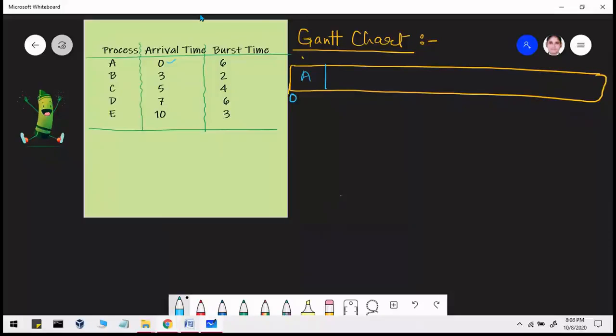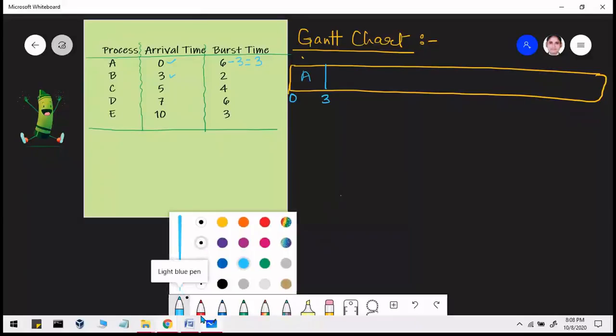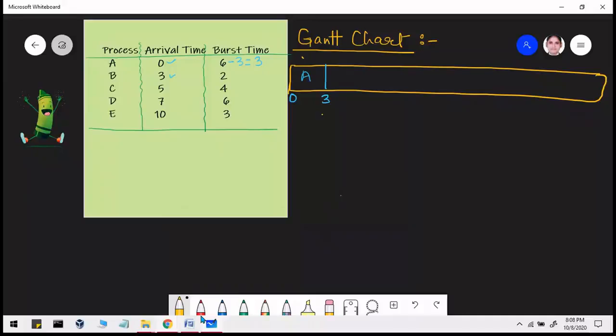Now A is in the CPU until the next process joins, and the next process will join at the 3rd millisecond. So 0 plus 3 is 3. It will be running for the next 3 milliseconds. So 6 minus 3 is 3, so the remaining time left for this process is 3. At this particular time, A was already there, but now B has also joined. The burst time of A is 3, and the burst time of B is 2, out of which this is minimum.